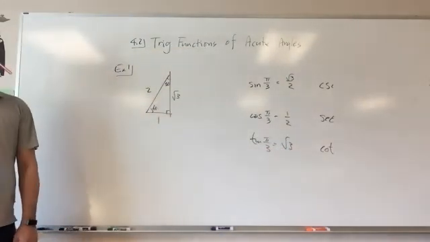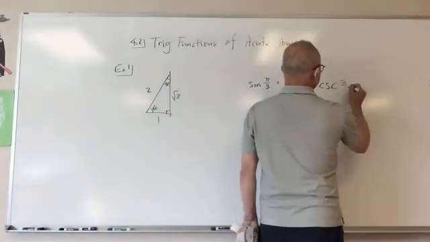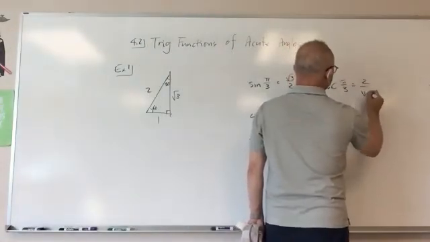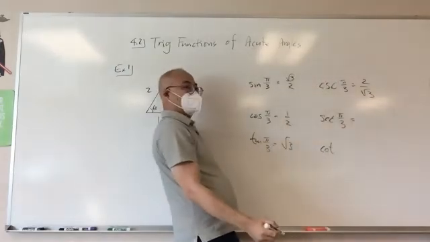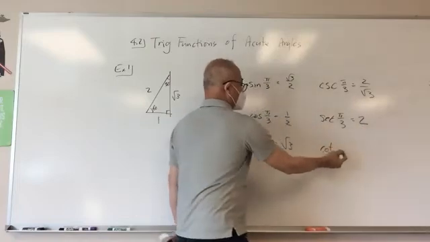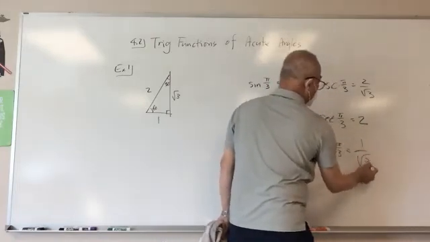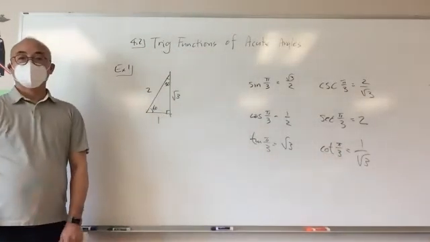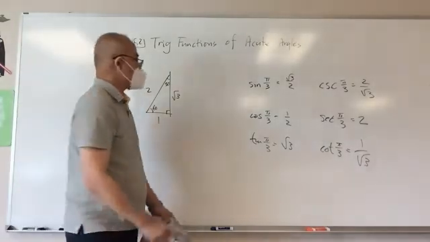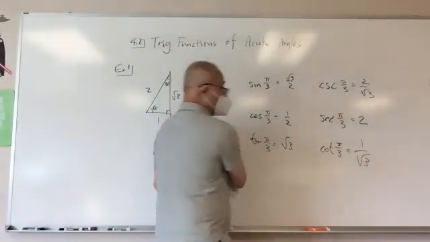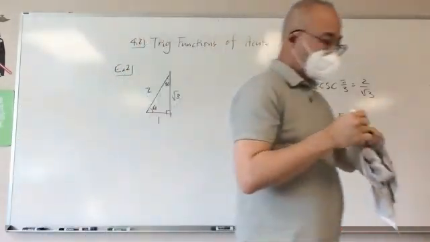So cosecant pi over 3 would be 2 over root 3. Secant is 2. Cotangent pi over 3 is 1 over root 3, right? Are we good? This was example number 2.